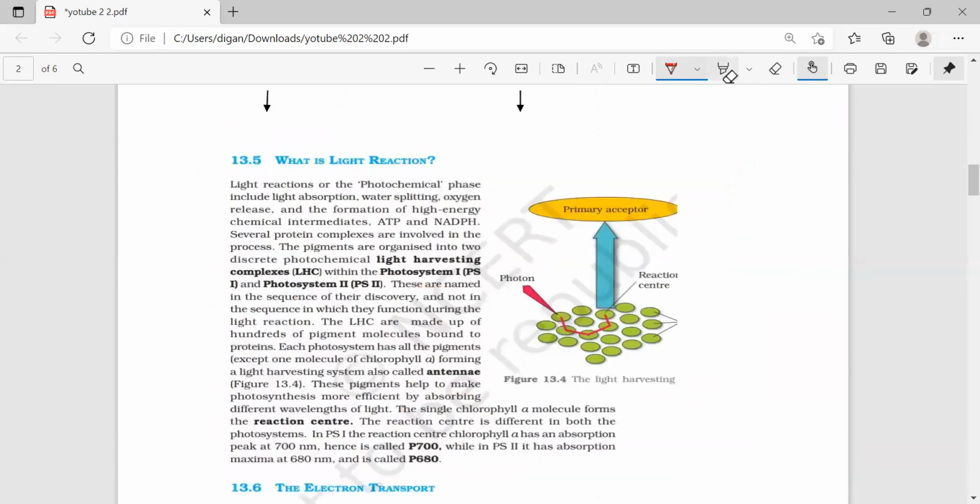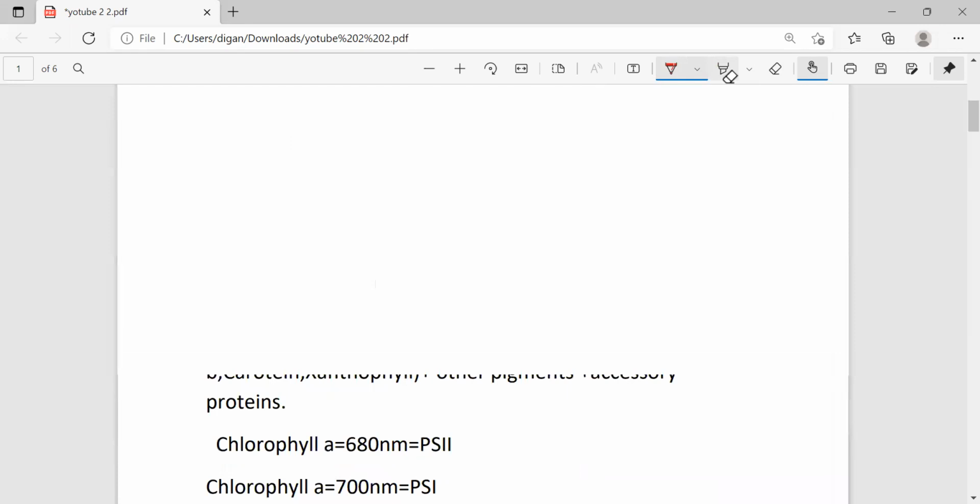in your NCERT book, this is the page. In paragraph 13.5, there is what is light reaction. So let me explain it in a very simple way, so that after my explanation, when you go through these lines, you can easily understand the meaning of each line. So now let's go for the explanation.